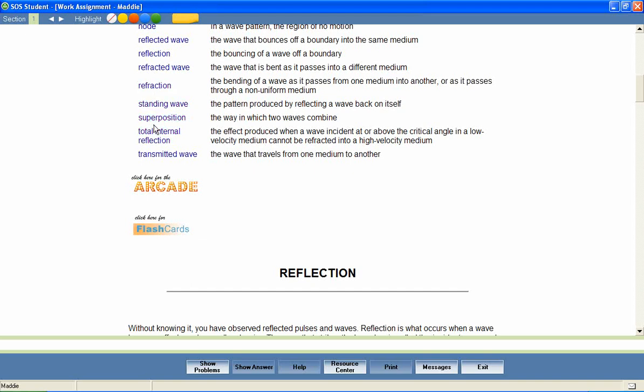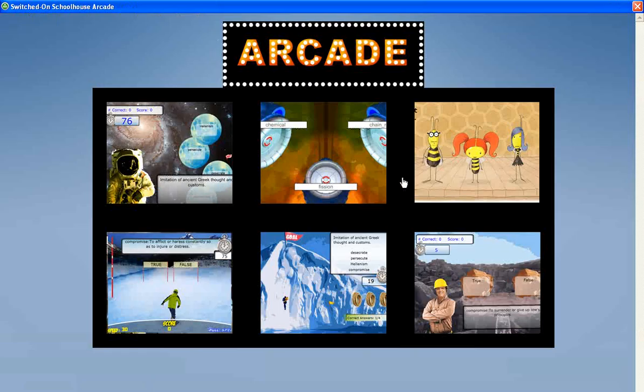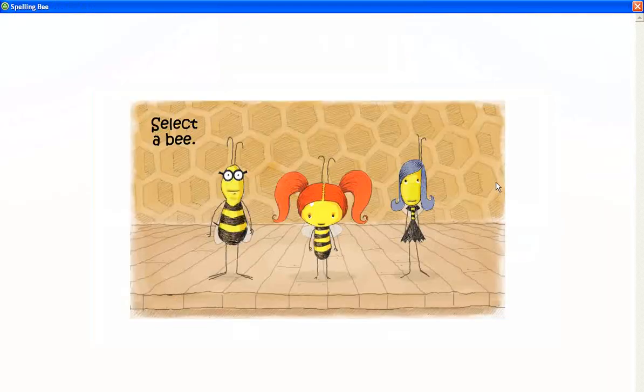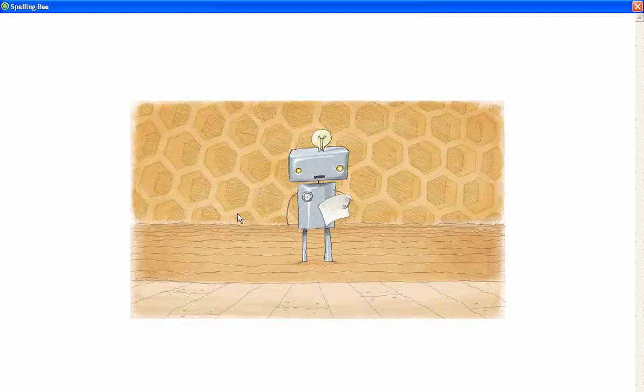For example, students can hear the correct pronunciation of each word. Refraction, reflection. In addition, the vocabulary arcade games encourage mastery of the vocabulary words by providing practice in the correct spelling of each word and in matching each word with its definition. Let's look at a sample.